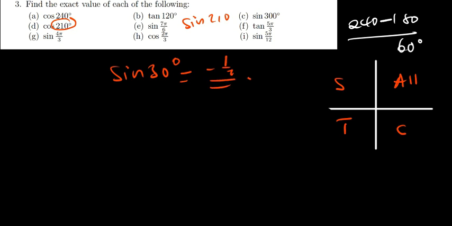Simple, right? Try to pause the video, solve part F, and compare with the answer that I'm going to find. Okay, so there we go. Let's try part F. Like I said, you can pause the video, try to solve, and then compare with the answer that I'm going to find. So part F is tan 5.